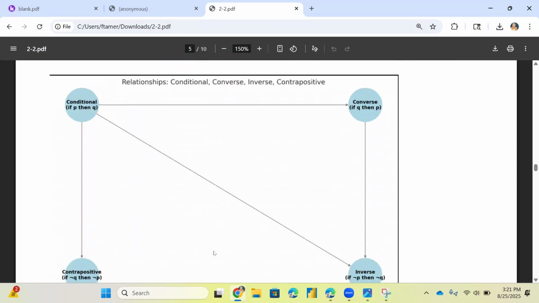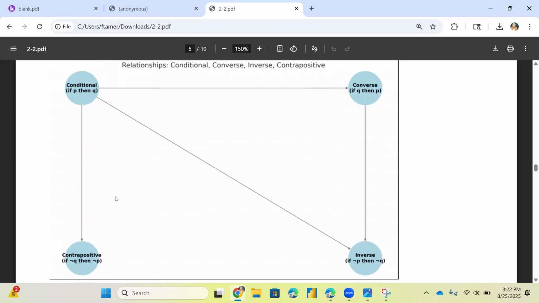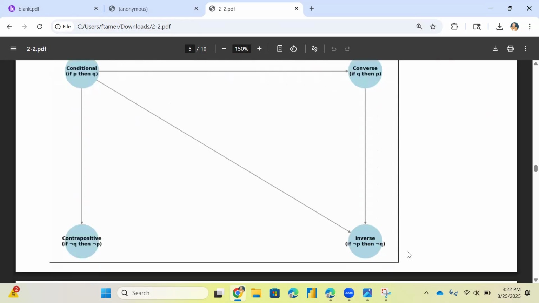So I also have a diagram to explain the relationship between conditional, converse, inverse, and contrapositive. The conditional is if P, then Q. Its contrapositive, you are changing the order, so Q and P switch order and you're negating them. So contrapositive will be here. For converse, you're changing the order, but not negating them: if Q, then P. And for inverse, if not P, then not Q will be right here.